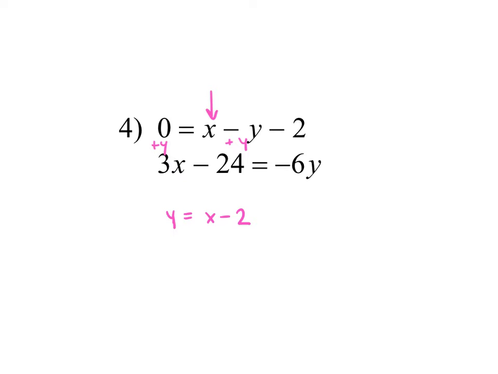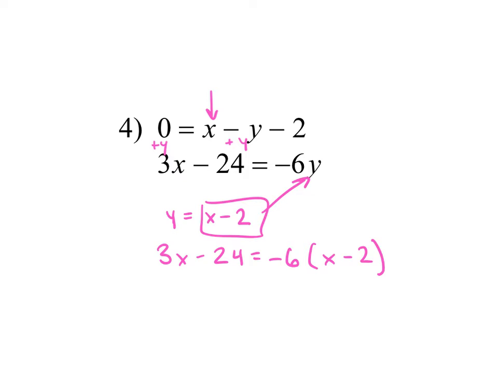Or we could move the negative 2 to the other side and have x is equal to y plus 2 and then plug that in. So it doesn't matter, but we can just use this for y. So we're going to take this, substitute it in for y. So we have 3x minus 24 is equal to negative 6 times x minus 2. What do we do first to solve?